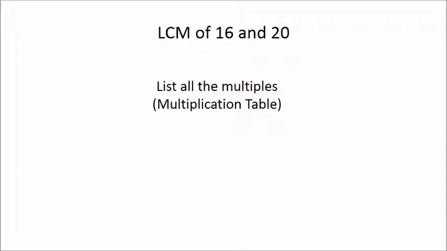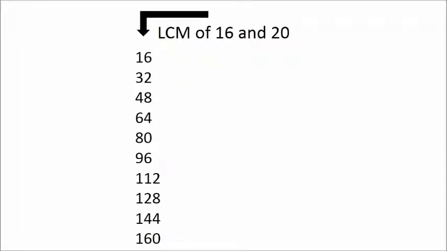So for this one, I'm going to show you how to find the least common multiple. The multiplication table way is first. Basically, we're going to find the least common multiple of 16 and 20. First, we're going to list all the multiples of 16, or you can just grab your multiplication table. So 16, 32, 48, 64, they're all there in order. That would be 16 times 1, 16 times 2, 16 times 3.